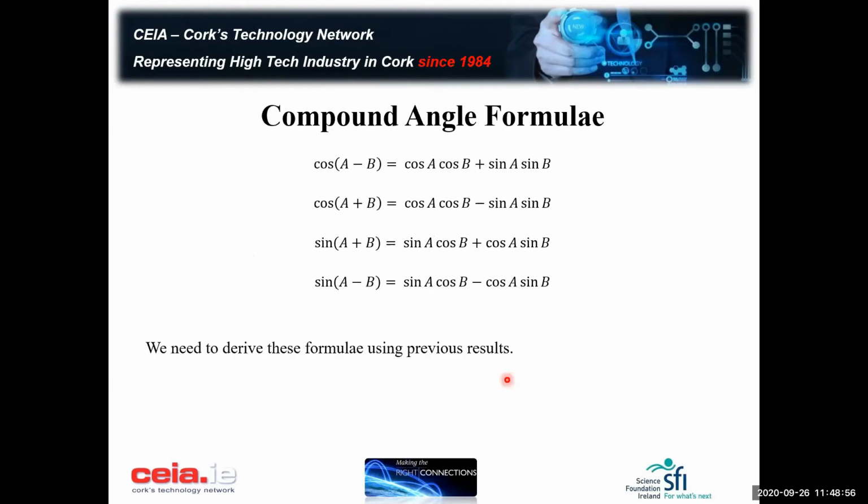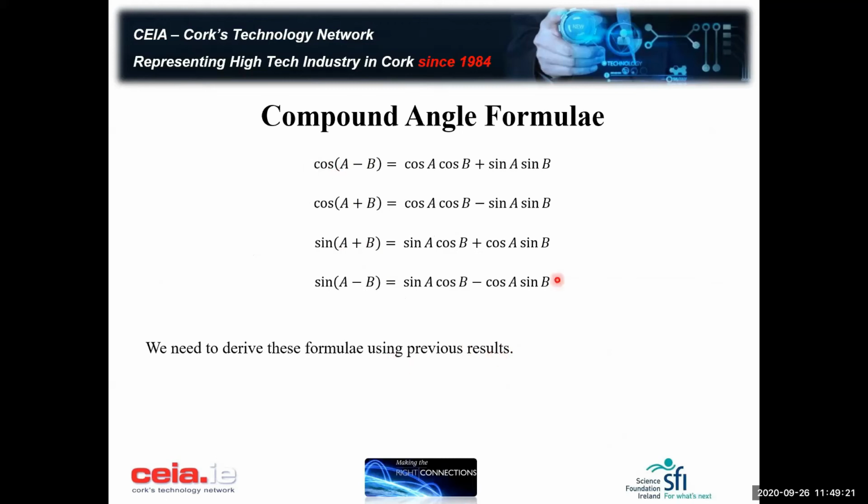Let's move on now to compound angle formulae. These are the four most important of them. They look at the cosine of a sum or difference of two angles, or the sine of the sum or difference of two angles. And you do need to be able to derive these.